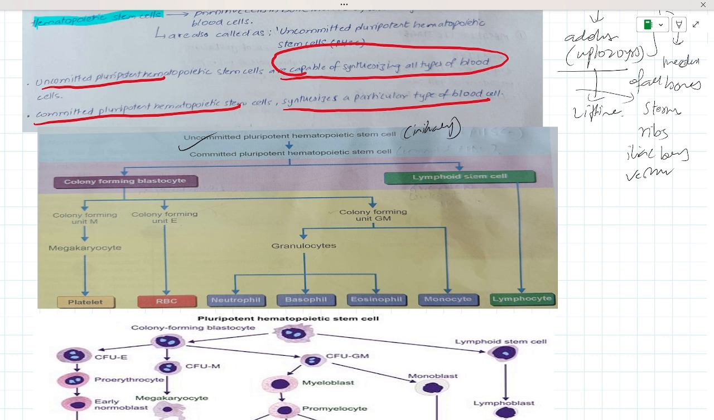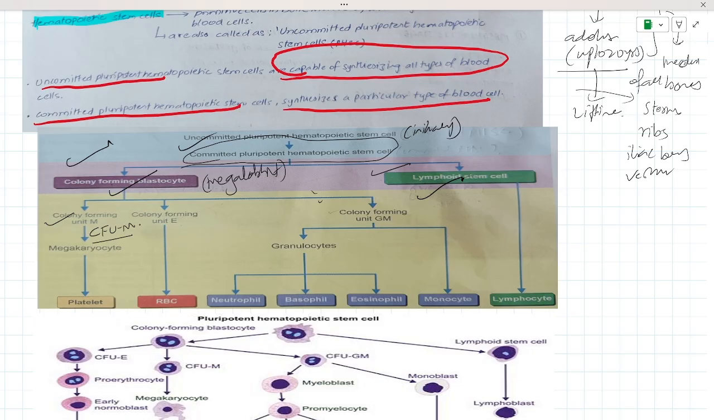These committed pluripotent cells are capable of synthesizing particular blood cells. So these committed pluripotent hematopoietic stem cells can synthesize colony forming blastocyte, also known as megaloblast, or lymphoid stem cells. This is the thing which we need to remember. We have to remember this. Now this colony forming blastocyte again forms different subunits, colony forming unit TM.